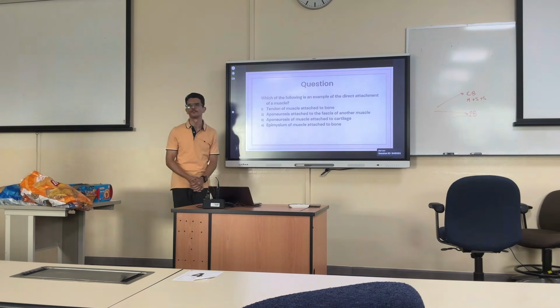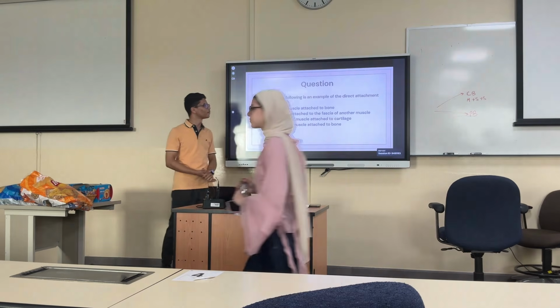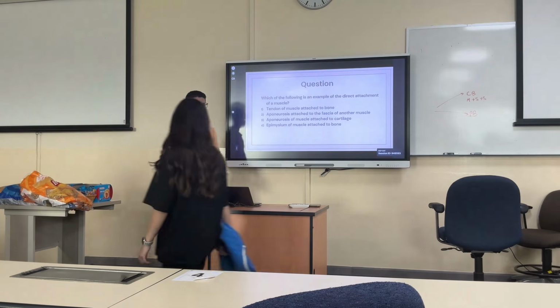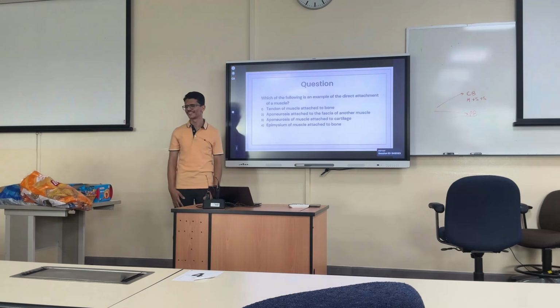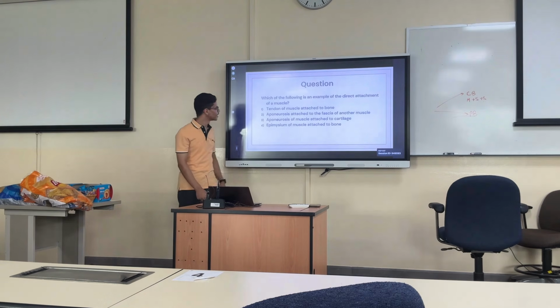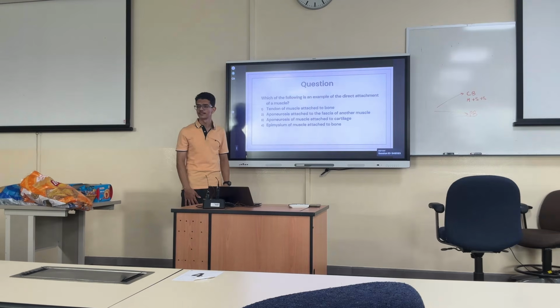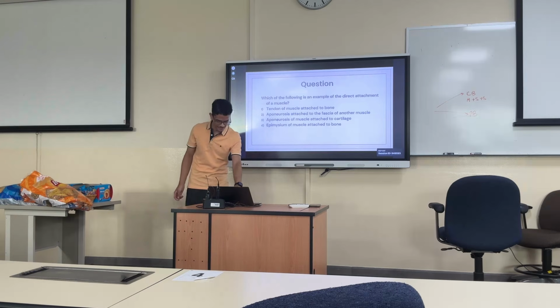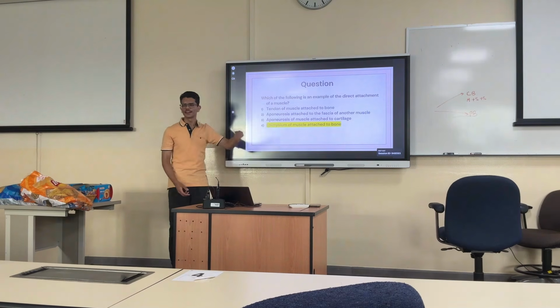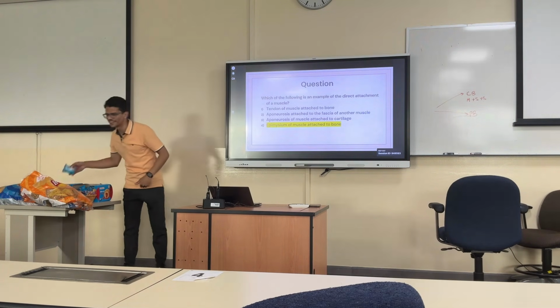Okay, here's a question for you guys. Which of the following is an example of the direct attachment for muscle? We just mentioned it. Okay. Three. No, okay, no, it's 4. 4, epimysium of muscle attached to bone. Yes, exactly. Why? Because it is directly attached. Okay, thank you.